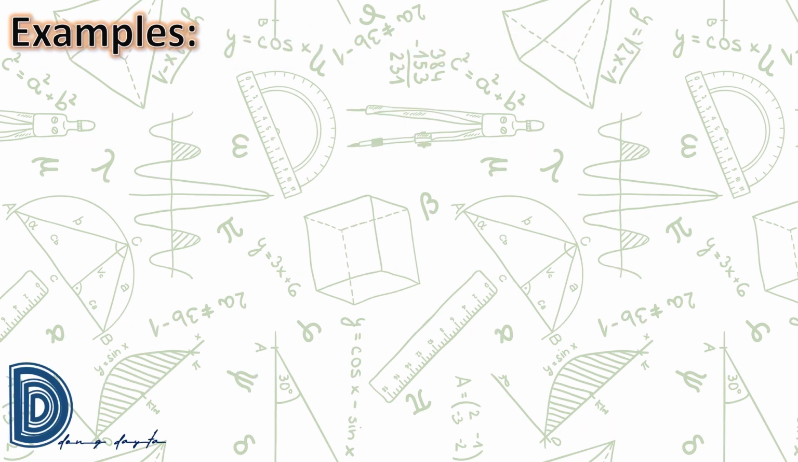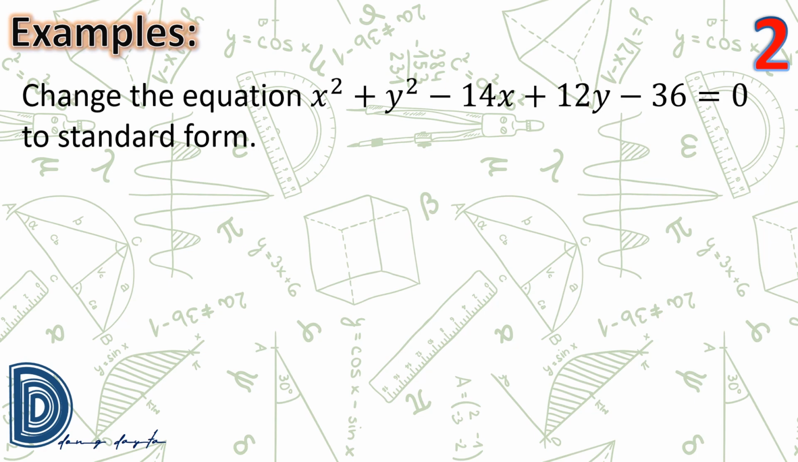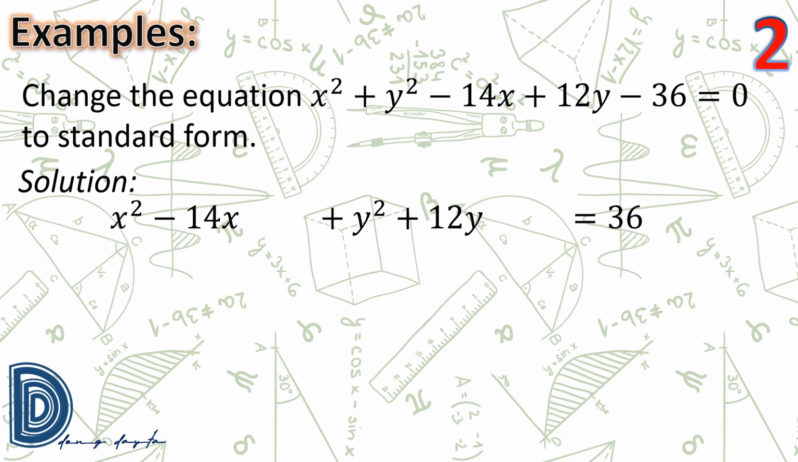This is illustrated in the following examples. Change the equation x squared plus y squared minus 14x plus 12y minus 36 equals 0 to standard form. So we're going to collect the x terms and the y terms, leaving spaces for the terms to be added in completing the squares. So we have x squared minus 14x plus y squared plus 12y equals 36.